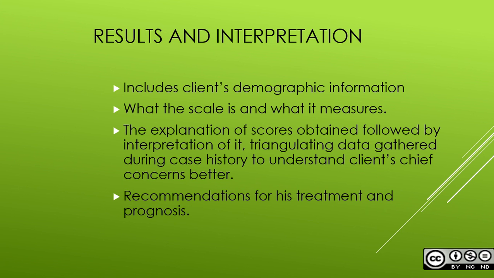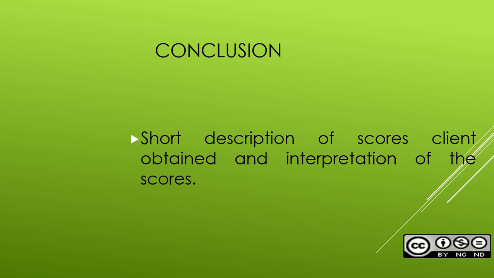When you're writing the results and the interpretation after the scoring, you have to include the client's demographic information, what the scale is, what it measures, the explanation of the scores obtained by the client and interpretation of it, triangulating the data gathered during the case history to understand the client's chief concerns better, and recommendations for treatment and prognosis. You can also put down in the report the people that you can refer the client to. The conclusion is a short description of the scores the client has obtained and the interpretation of those scores.